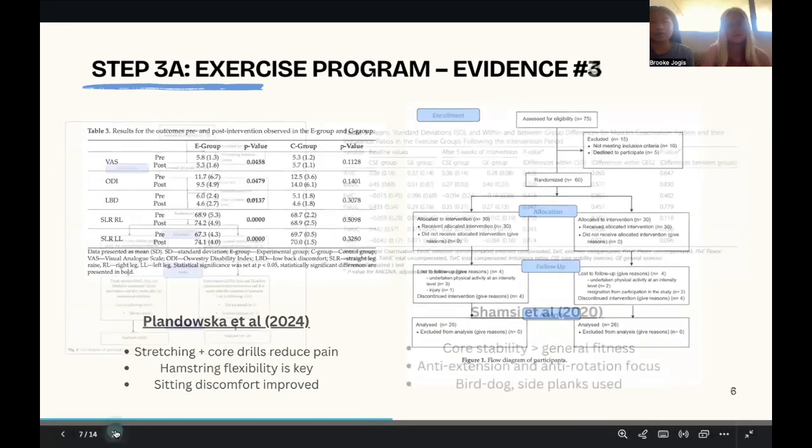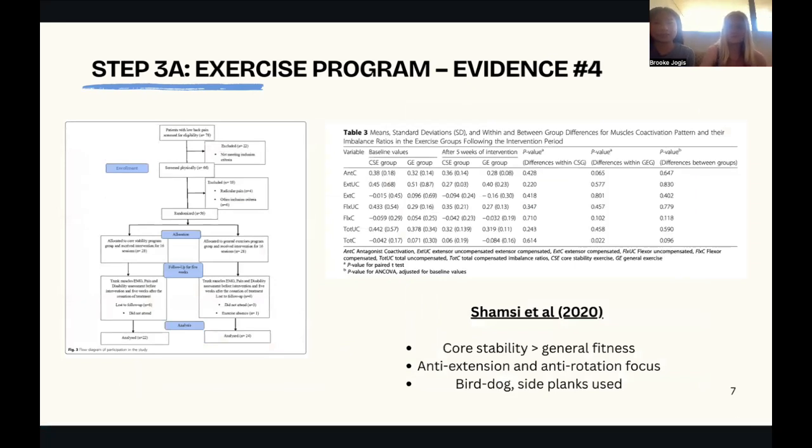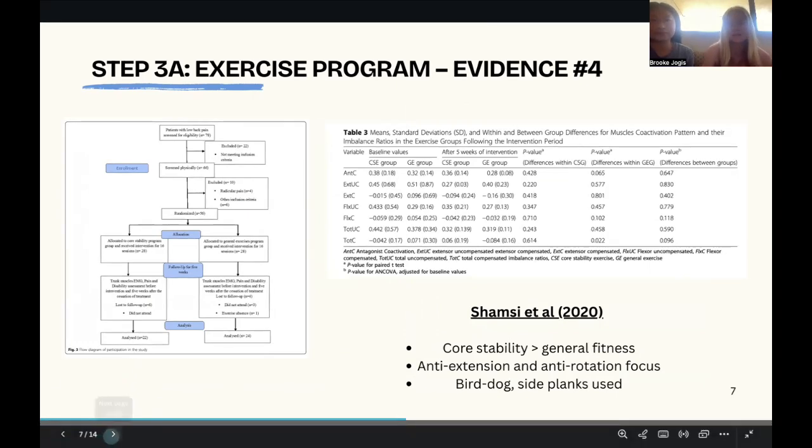For our fourth article, we picked the Shamsi 2020 article, which compared core stability exercises to general fitness exercises. Their exercises enhance anti-extension and anti-rotation control, targeting muscles like the transverse abdominis, multifidus, gluteus medius, and the internal and external obliques. And so overall, this study supports the idea that endurance and spinal control are more critical than just pure strength when preventing low back pain.